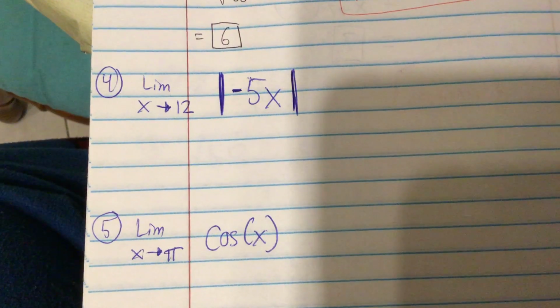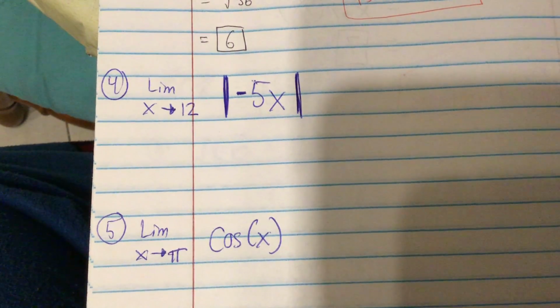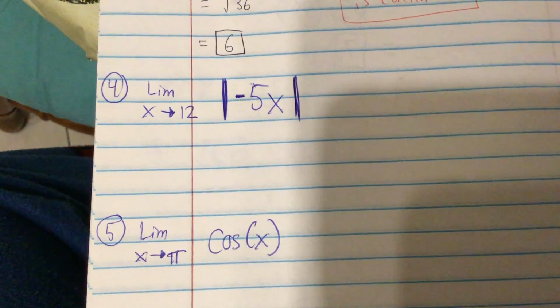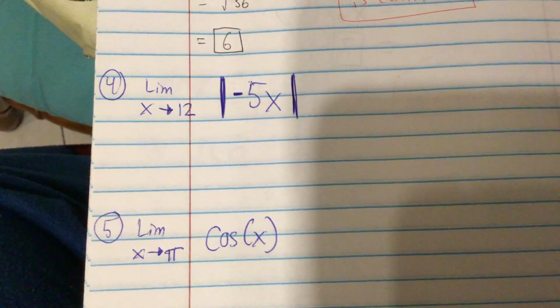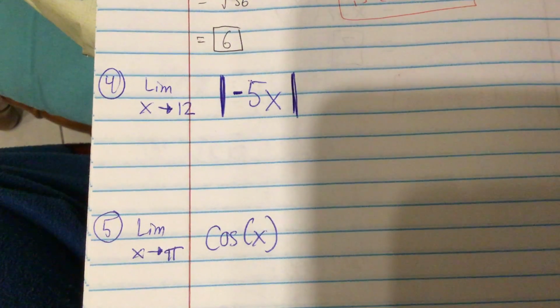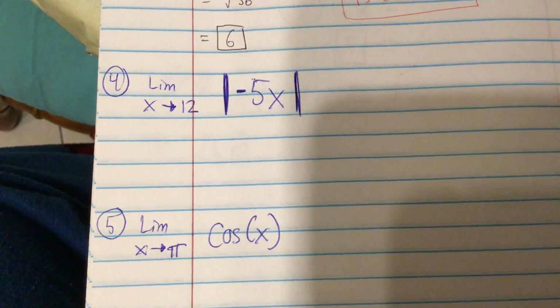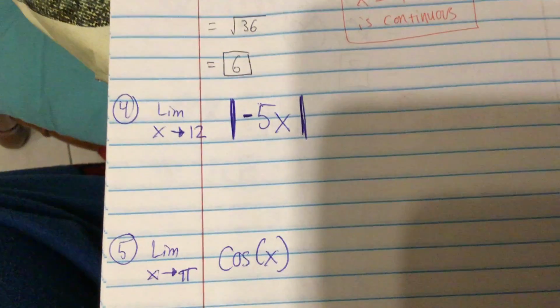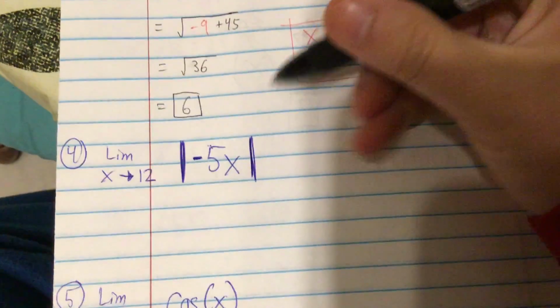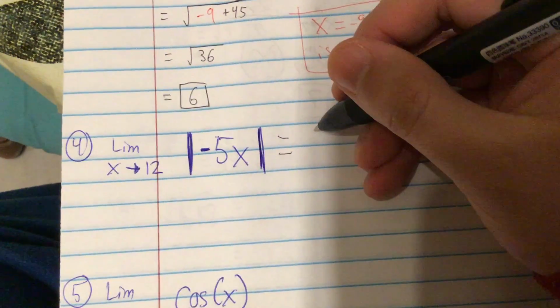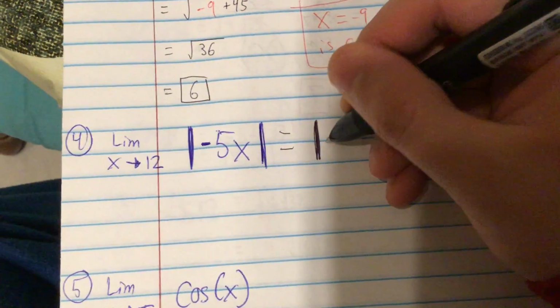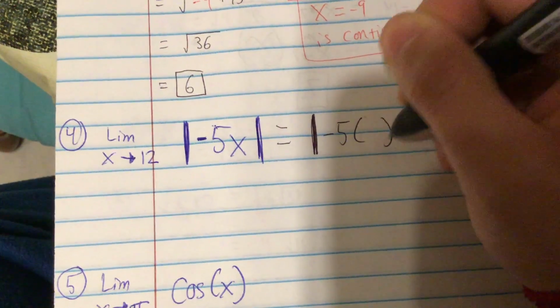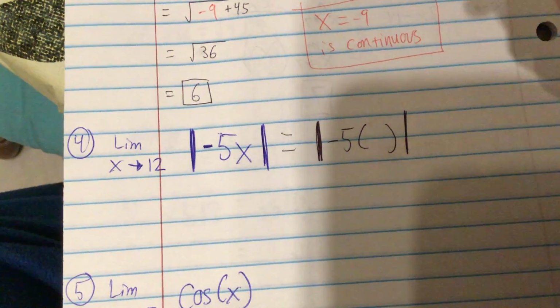All right, number 4. The limit as x approaches 12 for the absolute value of negative 5x. What's my first move? Direct substitution, yeah. So I'm just going to plug in absolute value bar negative 5 times x, and I'm going to plug in 12.